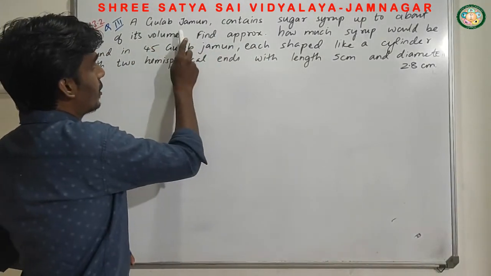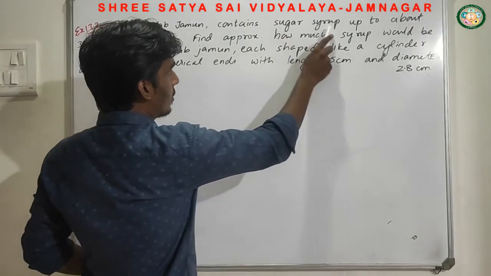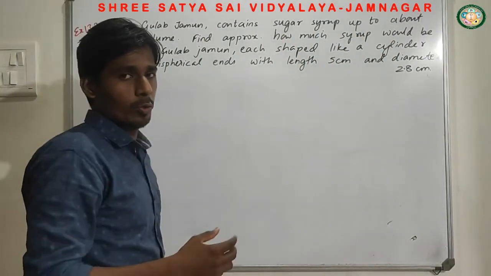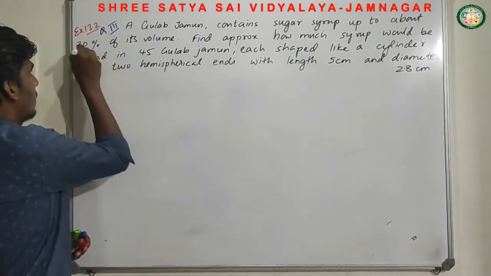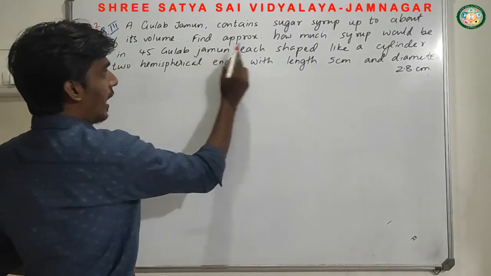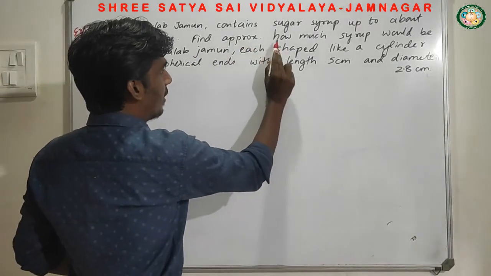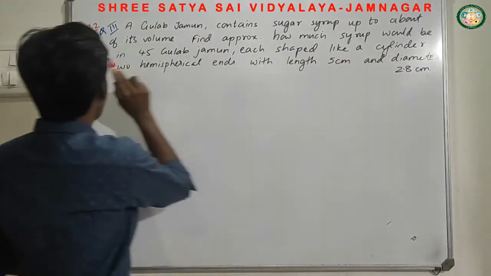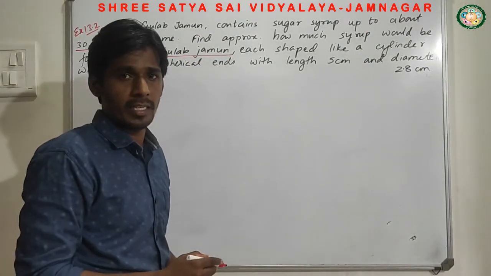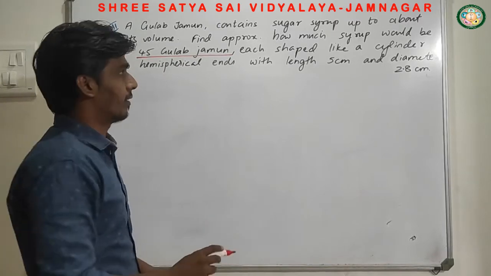Here a gulab jamun contains sugar syrup up to about 30%. Means overall 30% syrup is there in the gulab jamun. Find approximately how much syrup would be found in 45 gulab jamun. Overall, how many gulab jamuns are there? 45 gulab jamuns are there.